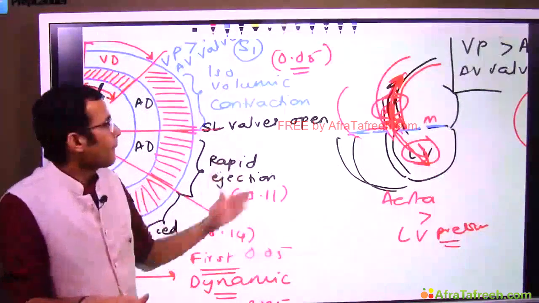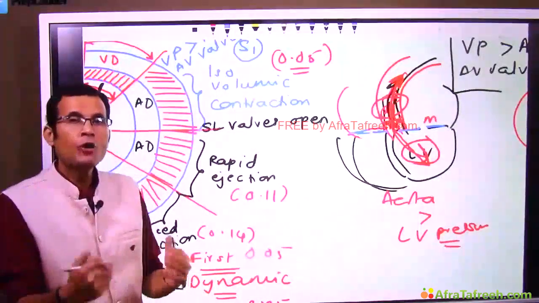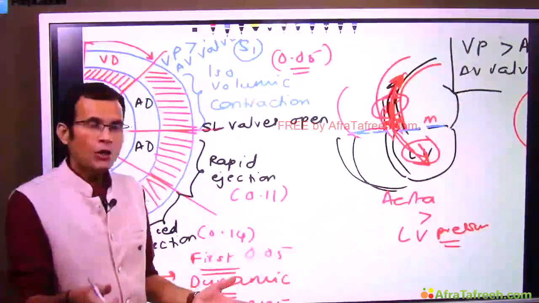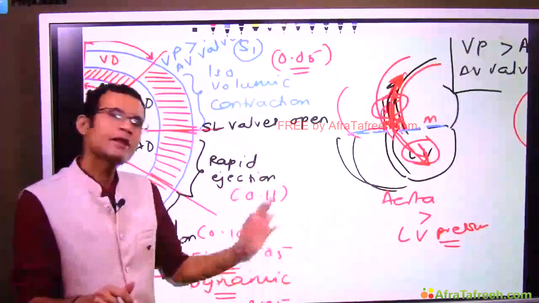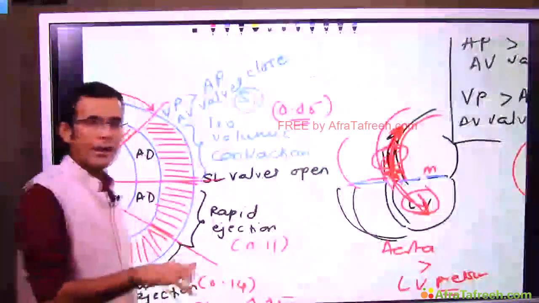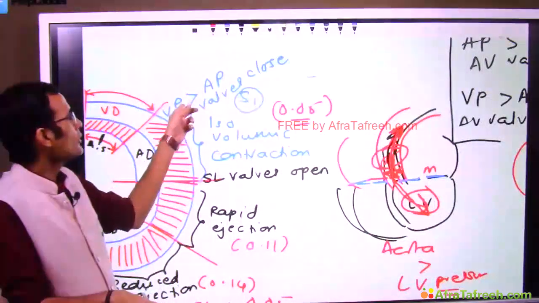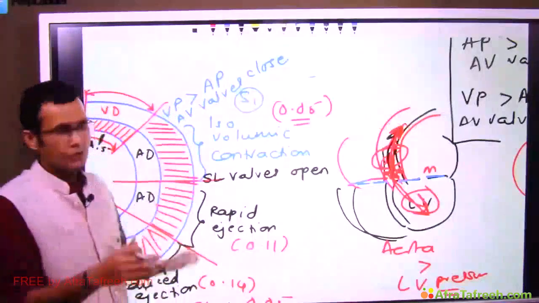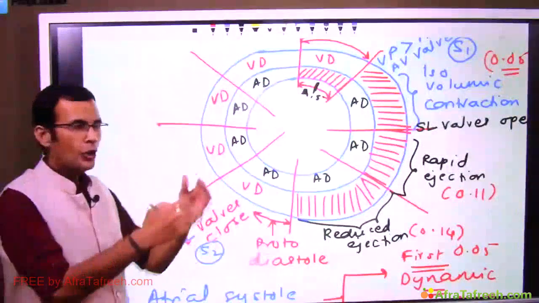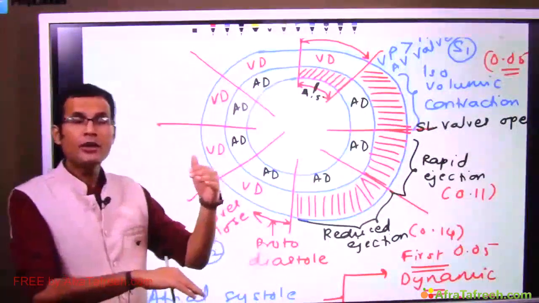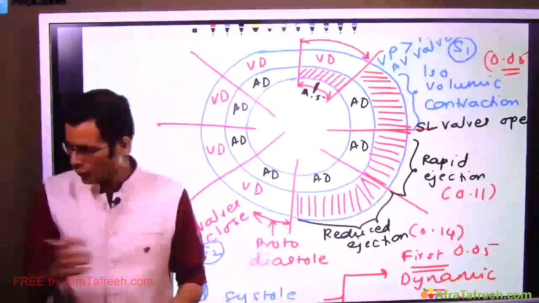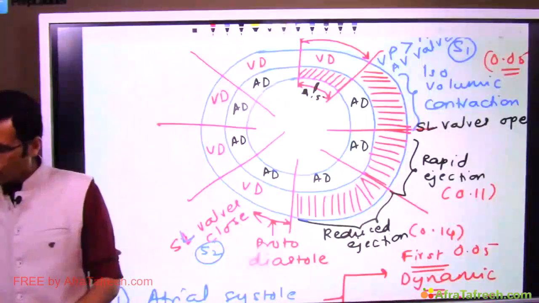And why have AV valves not yet opened? Why has filling not started yet? Because ventricular pressure, although it is falling, has not gone below the atrial pressure yet. See, at the start of ventricular systole, ventricular pressure became more than the atrial pressure. Now it has begun to fall, but ventricular pressure has not become less than the atrial pressure, and therefore AV valves could not open yet.